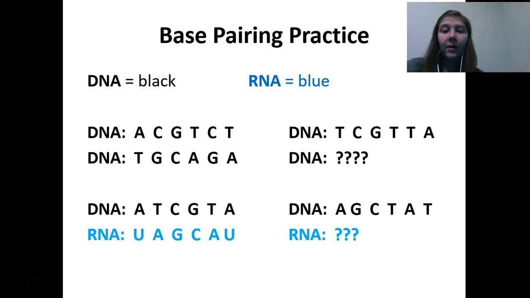So if you look on the right side in the all black DNA to DNA, our sequence would be A, G, C, A, T. But on the bottom, when we're making RNA, we would have U, C, G, A, U, A.